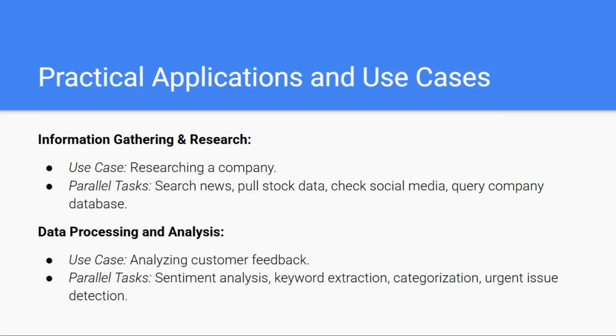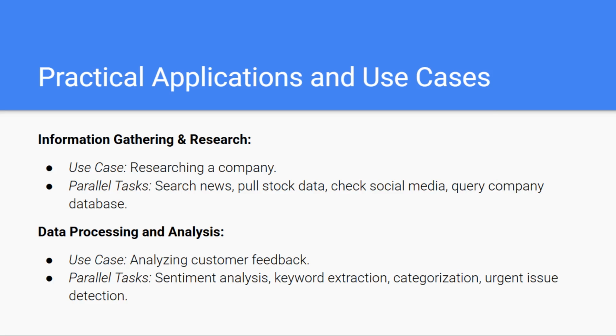The power of parallelization is best demonstrated in real-world agent use cases, particularly where multiple independent information sources or analysis methods are required. First, information gathering and research. Imagine an agent tasked with providing a comprehensive profile on a specific company. A sequential agent would be painfully slow. First, search news, then wait, then pull stock data, then wait, and so on.